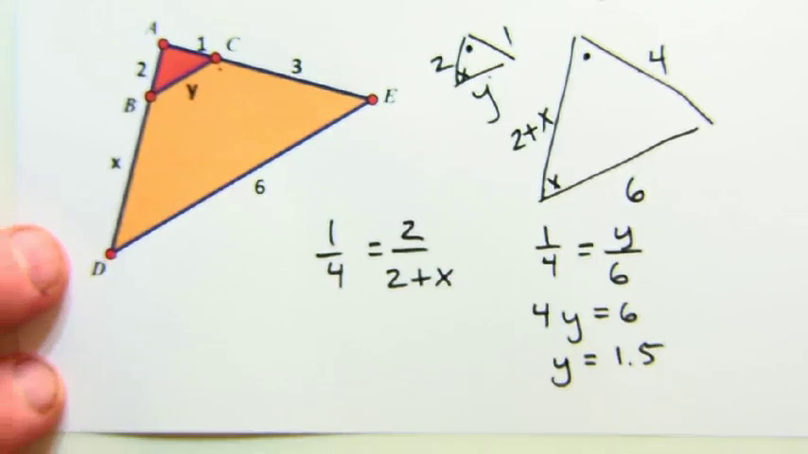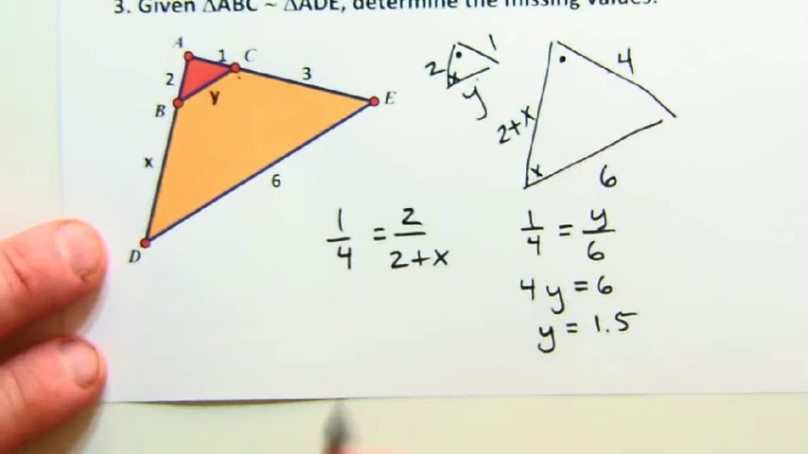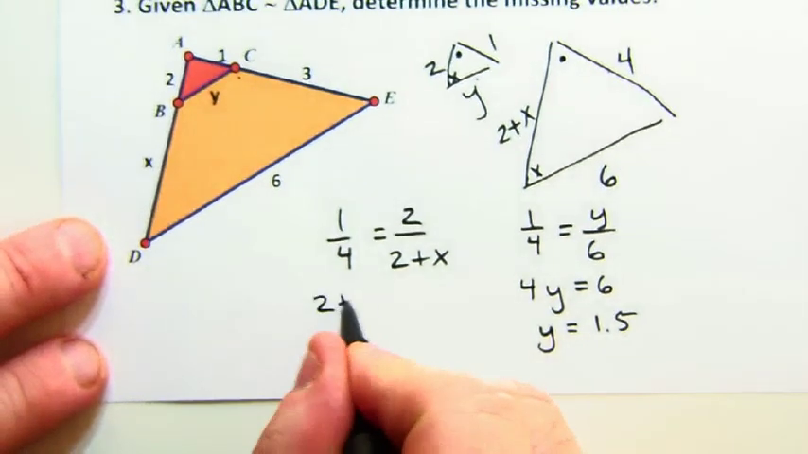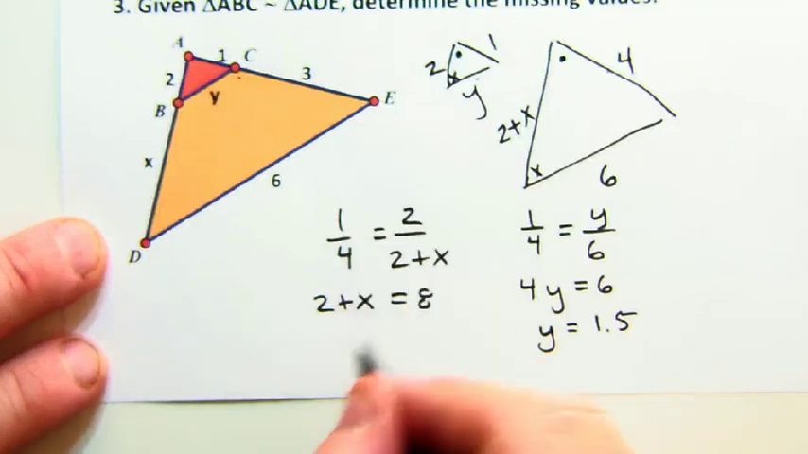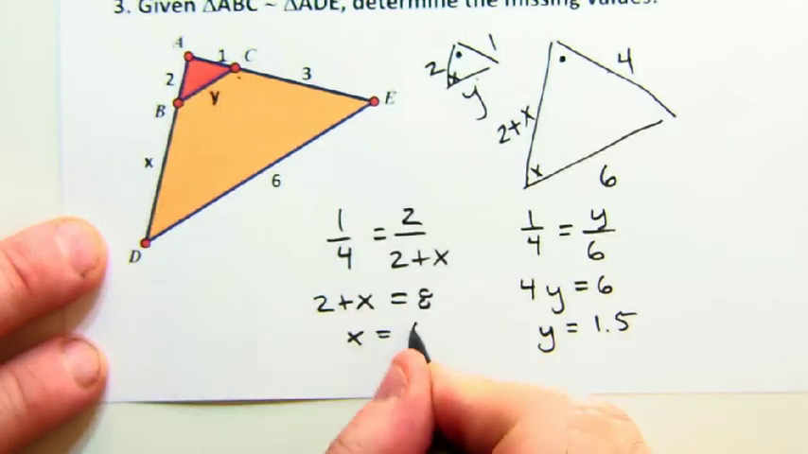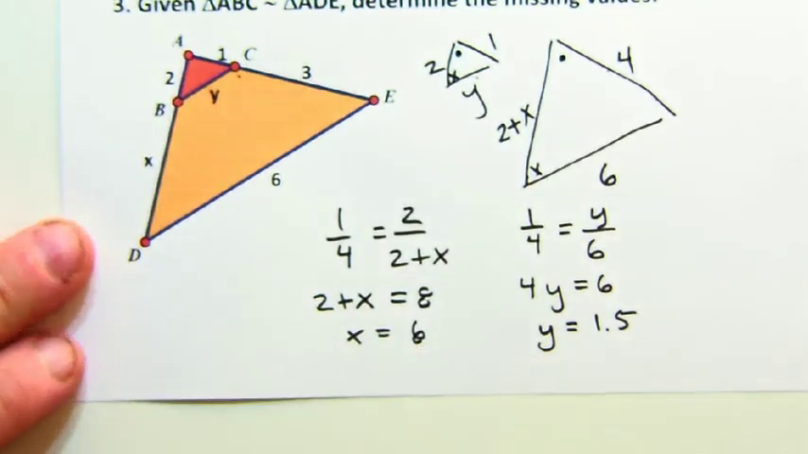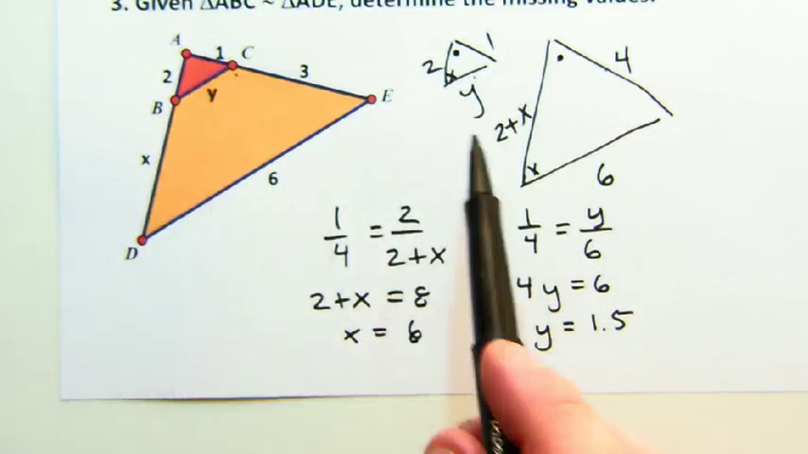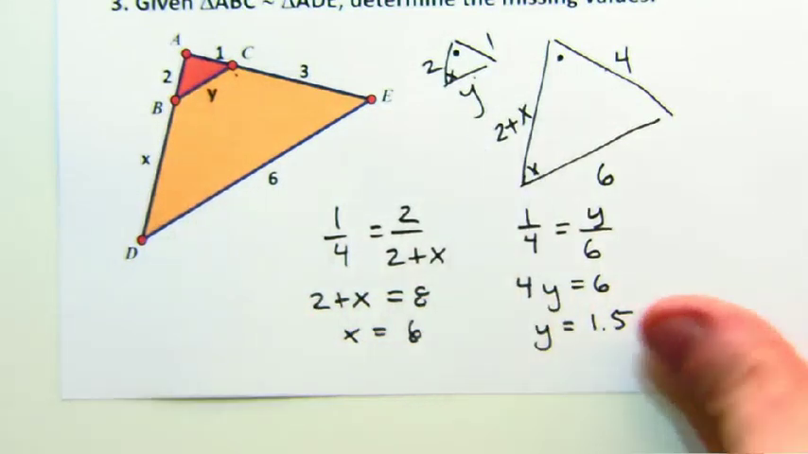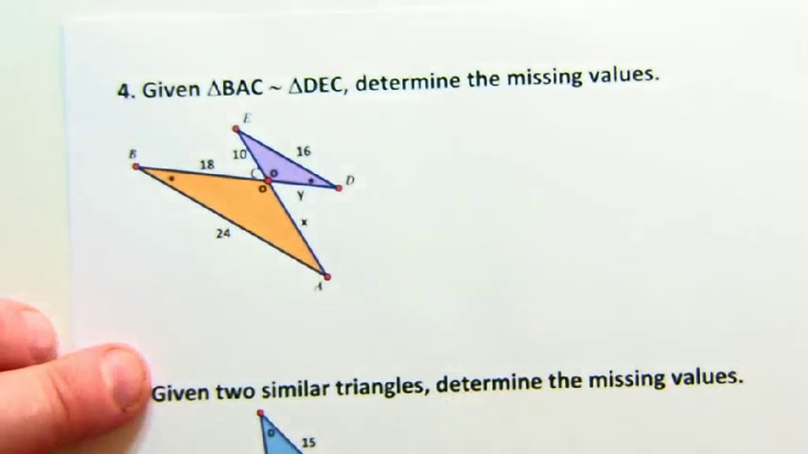Now the other one involves a little more work, not too much more. 2 plus x equals 8, because that's times 1, and so x equals 6. Kind of a trickier one because you have an overlapping set of triangles. A good suggestion is to separate them. Let's see what I got on these other ones, see if anything new is here.